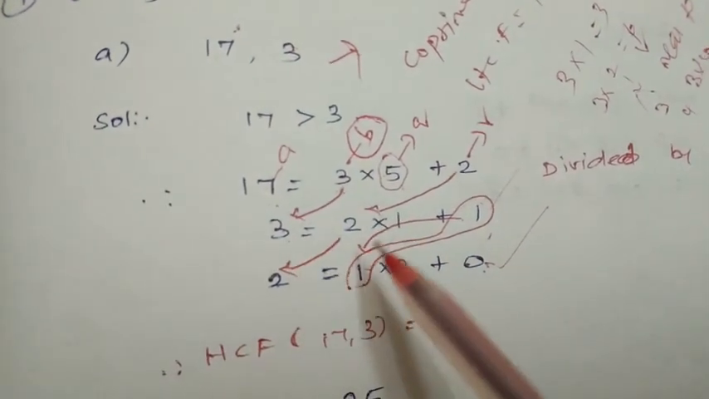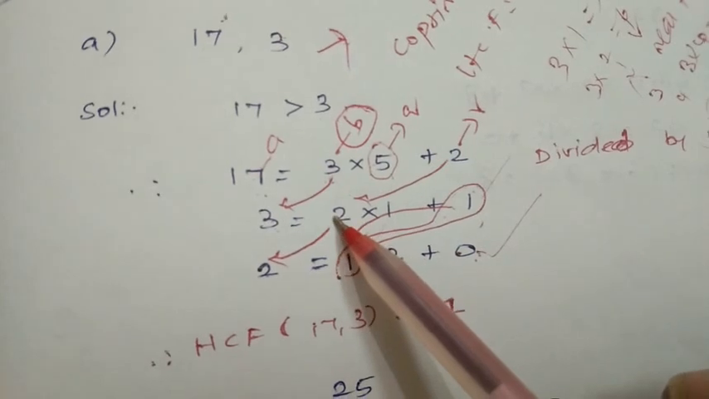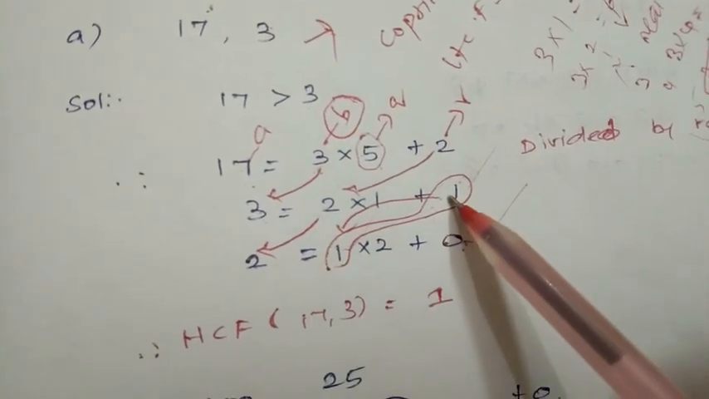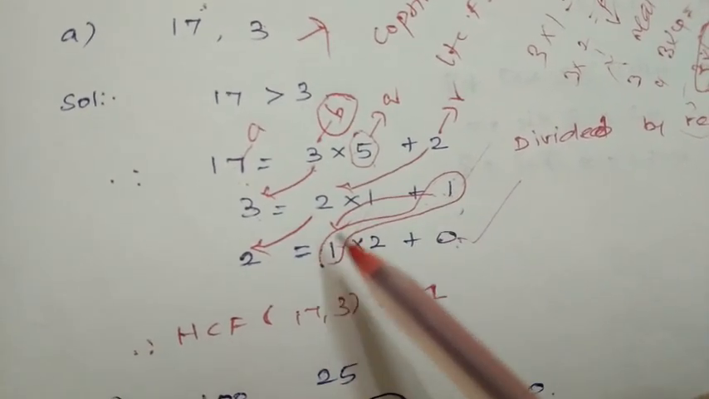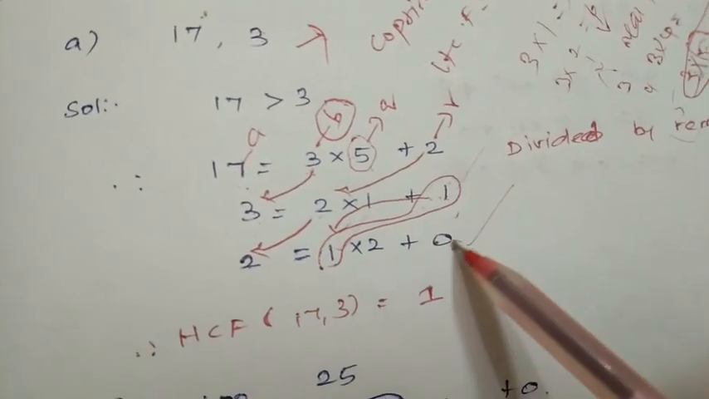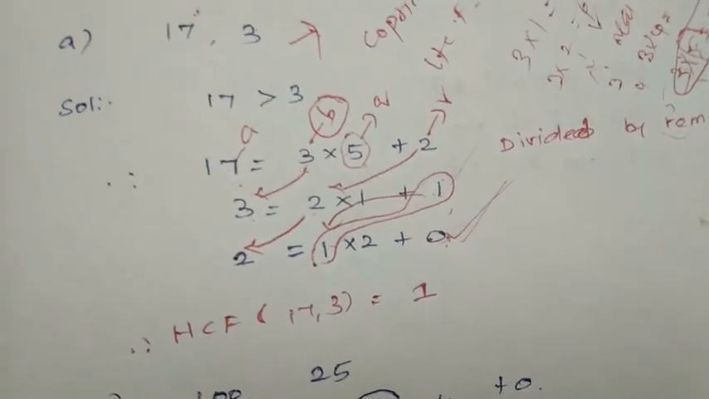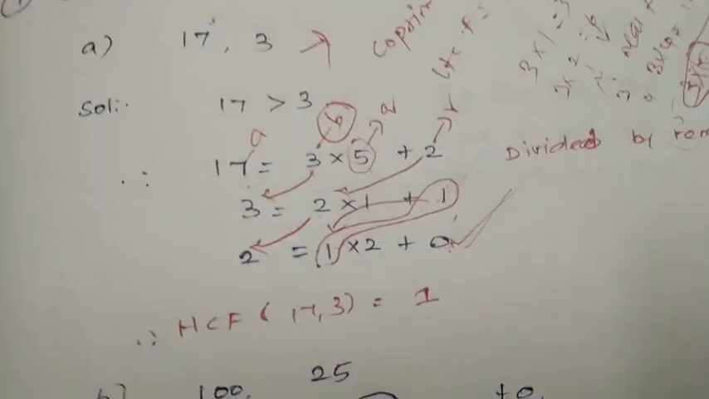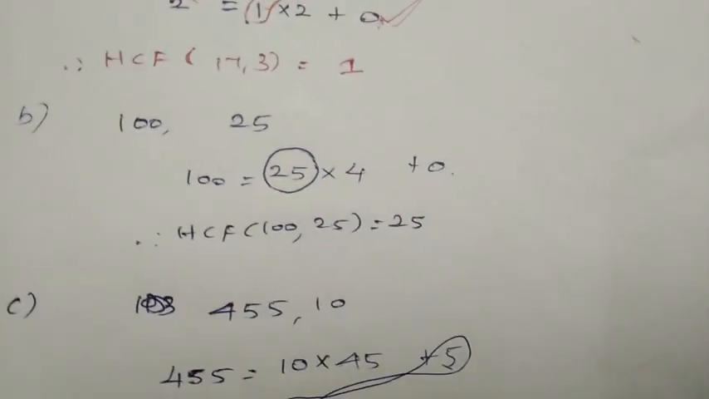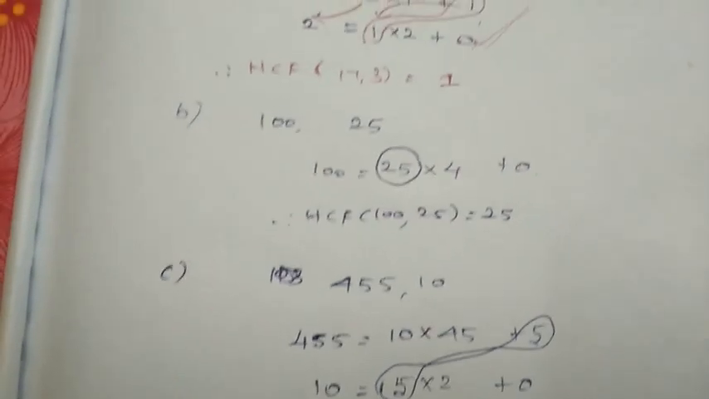So 3 equals 2 into 1, remainder 1. Next, once again repeat this process. 2 here we need to divide by 1, so 2 should be first, and here 1 should be first. Like that we need to write up to 0. If you have remainder 0, automatically the last divisor is the HCF of 17 and 3, which is 1. Like that, suppose 125. 100, how many 100 in 100, how many 25?